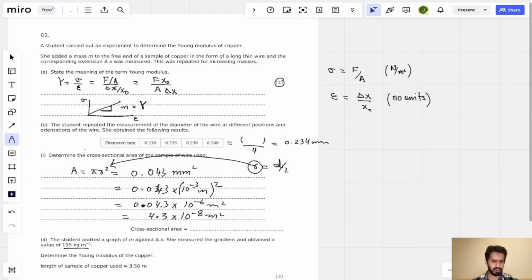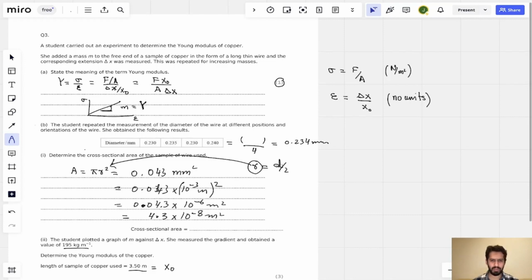Determine the Young modulus of copper. The length of the sample of copper used is 3.50 meters. Remember, this length is actually x naught in our equation, which is the original length. And the slope of mass versus extension is given here. So let's see, what do we have here?